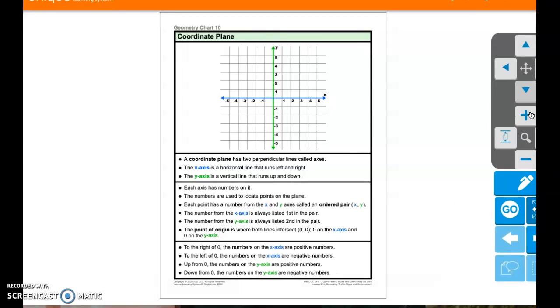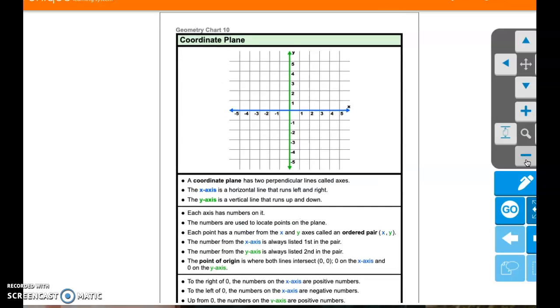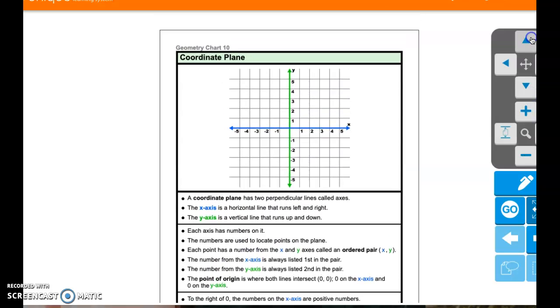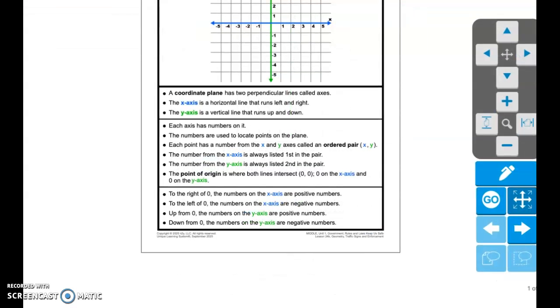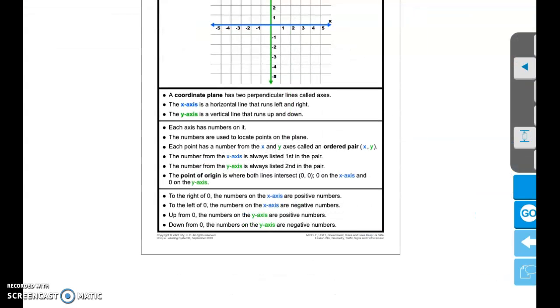So I'm going to zoom in just a little so we can see it a little bit better. And whoops, I always get the arrows mixed up. Let's see if we can get it even larger. You don't have to have all those other things on here.